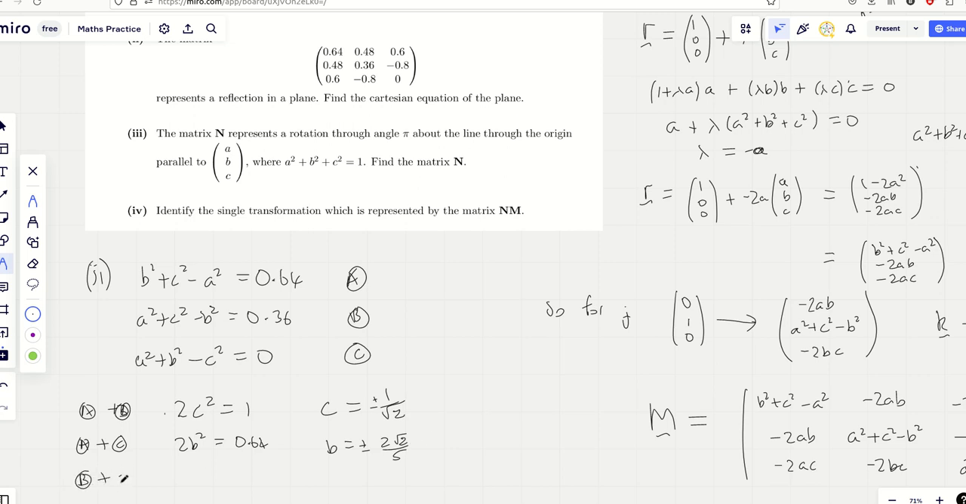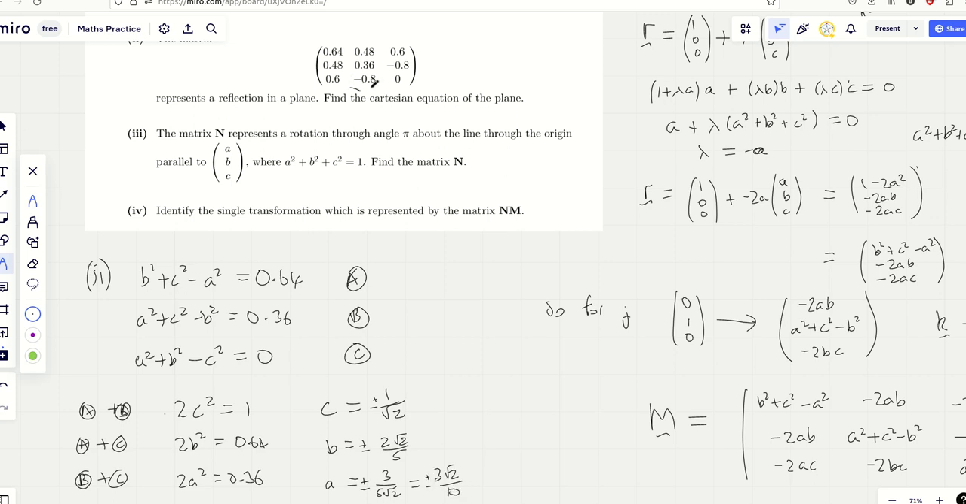And then b plus c, well we're going to have the c squareds cancel, the b squareds cancel, so obviously 2a squared is 0.36. Sorry, I've got to divide it by 2 first, that gives me 0.18, that's 18 over 100, which is 9 over 50, square root it, and you get 3 over 5 root 2, which is of course plus or minus 3 root 2 over 10, yeah?